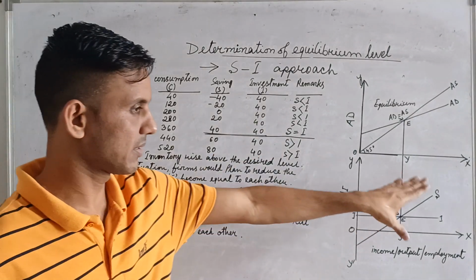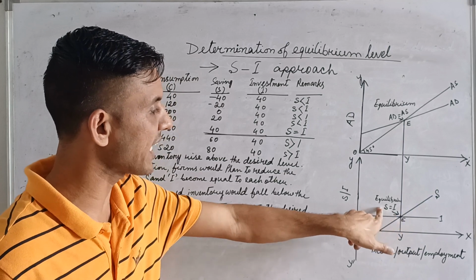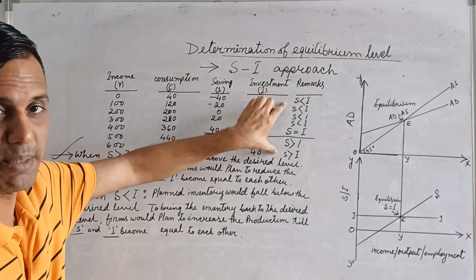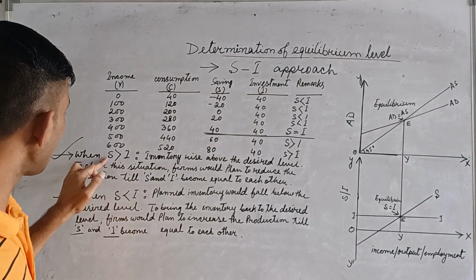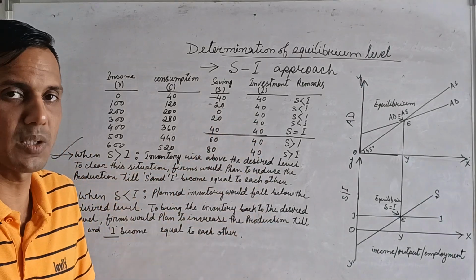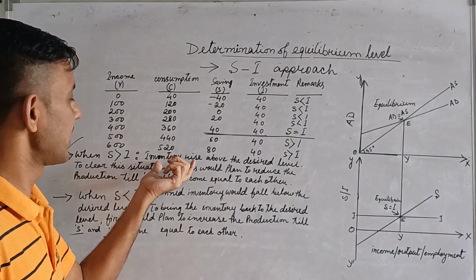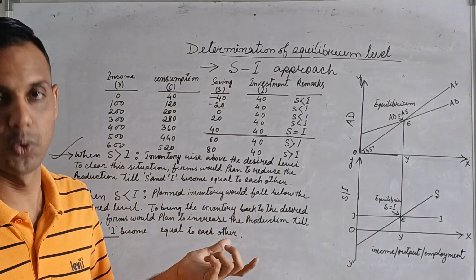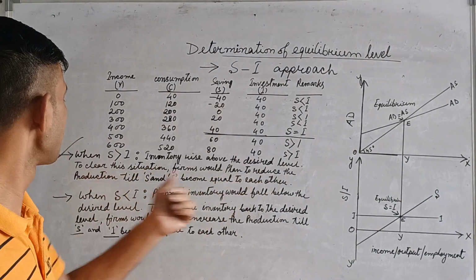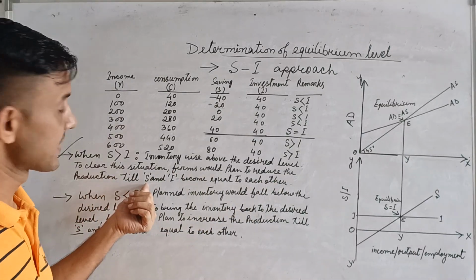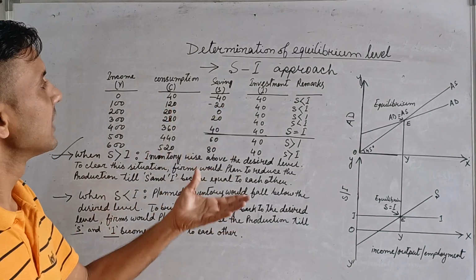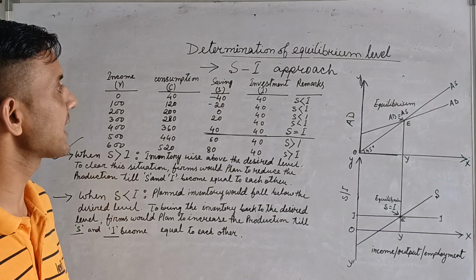So in case of equilibrium, it should be S is equal to I. But sometimes it does not happen, as we have seen in this table. Then why S greater than I? It means inventory rises above the desired level. Inventory means unsold stock of goods. To clear this situation, firms would plan to reduce the production till savings and investment become equal to each other. So this is the determination of equilibrium level under the SI approach.